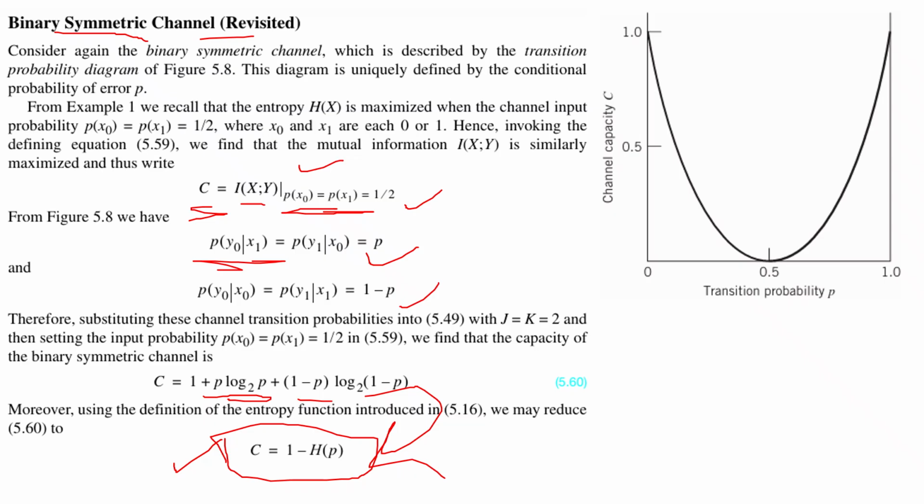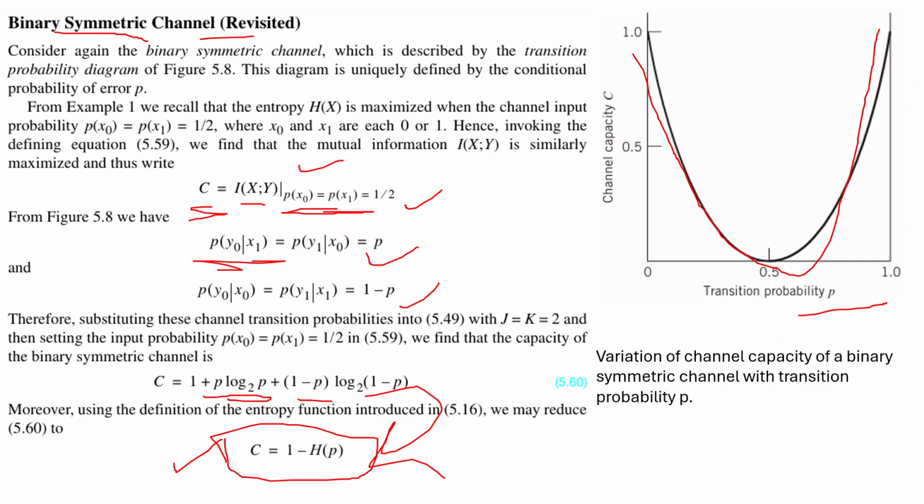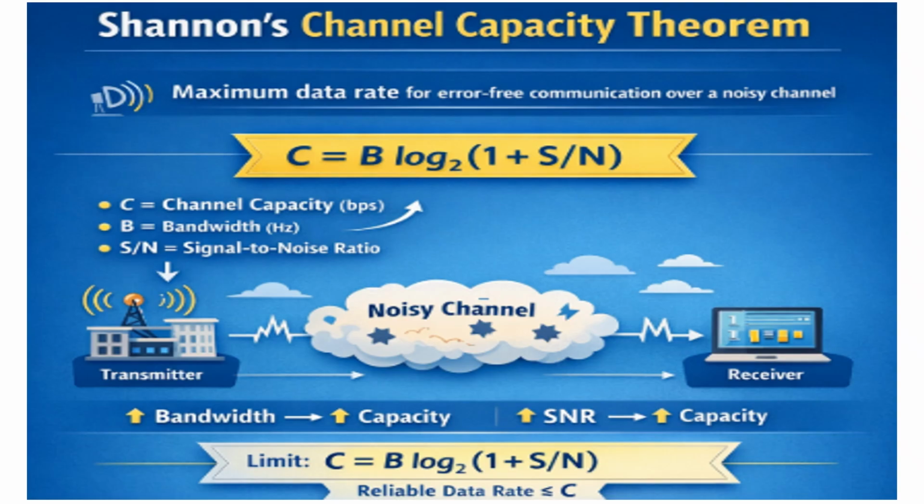Here is the transition probability between 0 and 1 for the binary inputs. You can see here the inputs are varying from 0 to 0.5 and 0.5 to 1. Okay, so this is the channel capacity of a binary symmetric channel with the transition probability p.